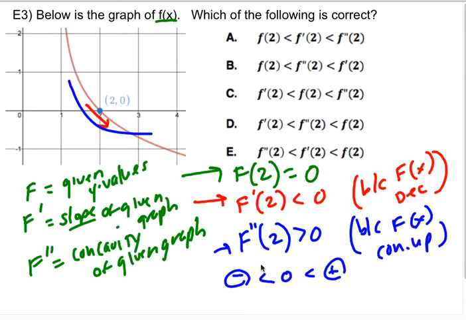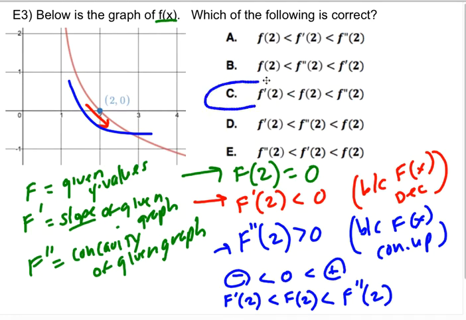So in this situation, f prime of 2 is less than f of 2, which was 0, which is less than f double prime of 2, which was positive. So you're looking for f prime being smaller than f, being smaller than f double prime. So f prime is smaller than f is smaller than f double prime is right there. And also keep in mind that on a problem like this, attention to detail is important because it's very easy to pick the wrong answer after doing the right work.